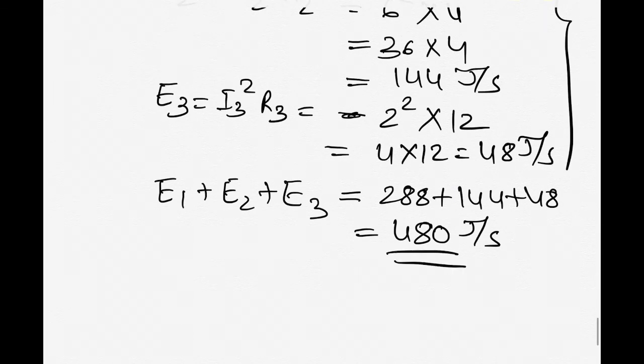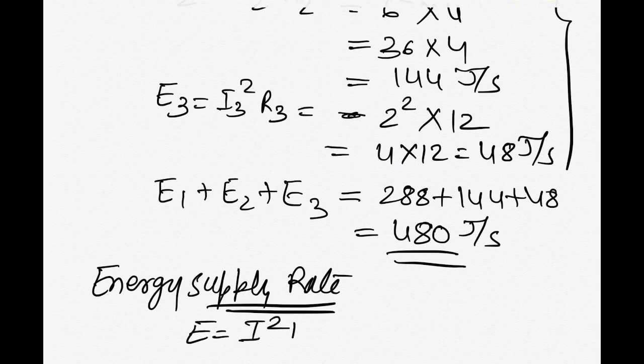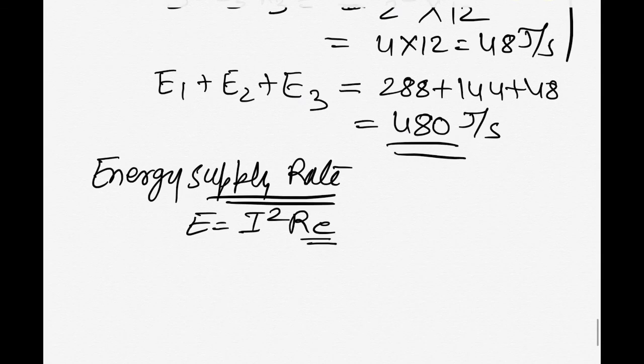Now, to verify whether the energy consumption rate of this load is the same as the energy supply rate of the energy source, we find the energy supply rate by our battery. E is equal to I squared Re, where Re is nothing but the equivalent resistance of this combination of resistors.